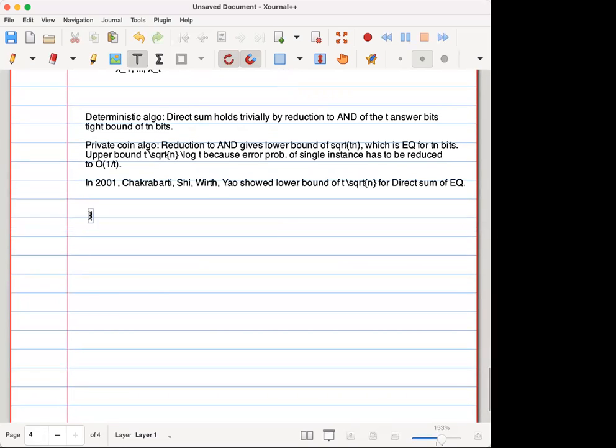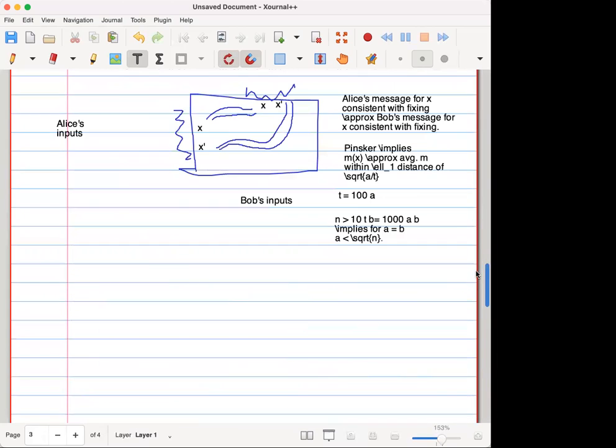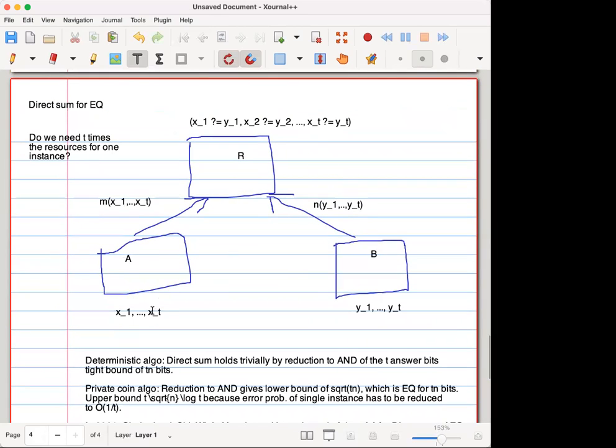Pranab, can I ask you something? Sorry, I joined slightly late. Can you just tell me in a minute what the direct sum problem is and what the task is? This is the direct sum problem, so you haven't missed anything. I just recapped the previous lecture. You have t independent instances of a problem. Do you need t times the resources for one instance? And we are just doing direct sum for equality in the simultaneous model. Got it.